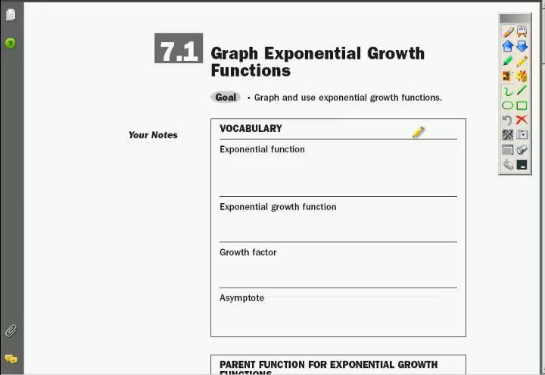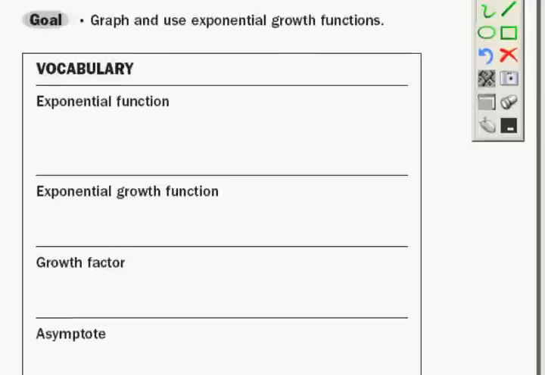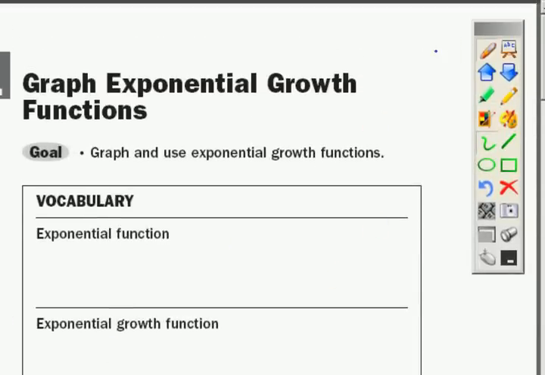Welcome everybody. We're starting a lesson on graphing exponential growth functions, and when we think about things that grow exponentially, some things come to mind. The salaries of professional athletes is always a popular one, although that one can be arguable, I guess, at times. Things that grow quickly, things that grow nonstop.